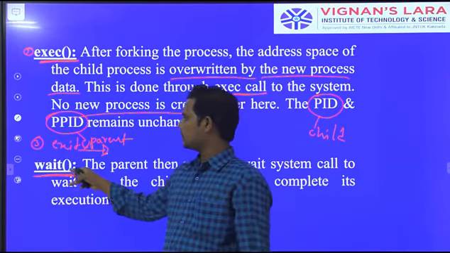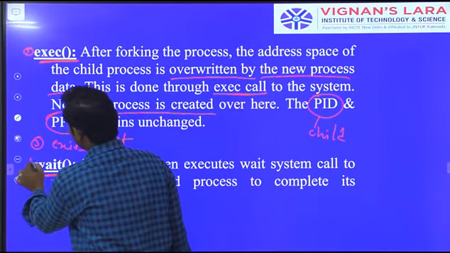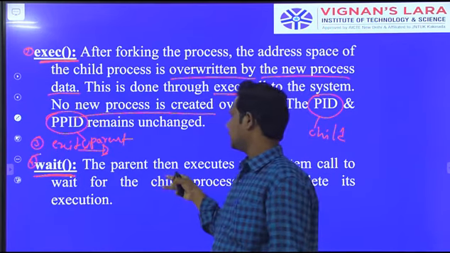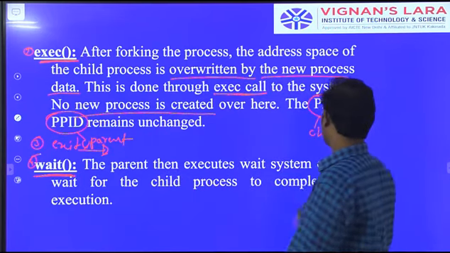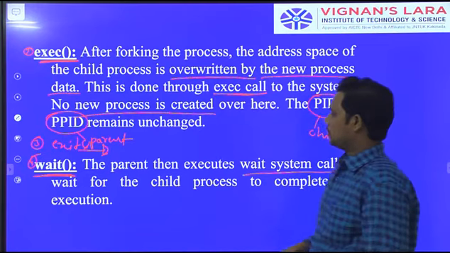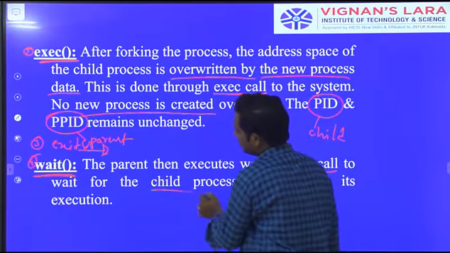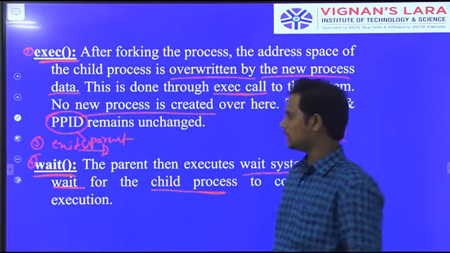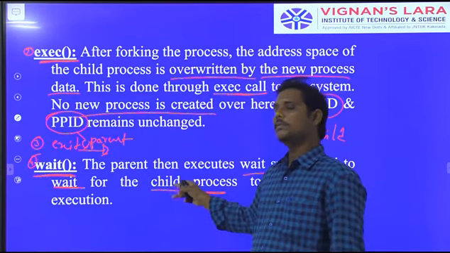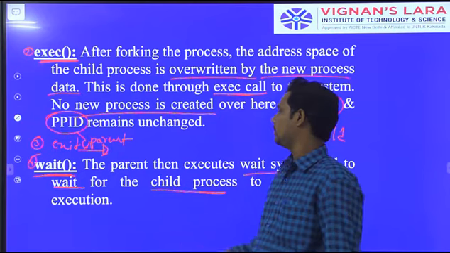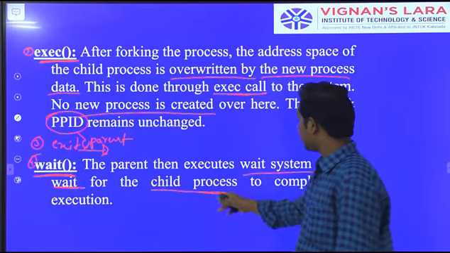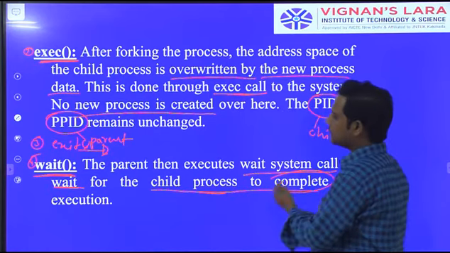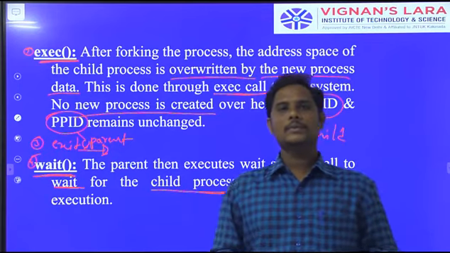Here the fourth step is the waiting state. How does it come to the waiting state? The parent executes a wait system call to wait for the child process. The parent created the new process, so the new process is executed first and then the parent. So we wait for the child process to complete its execution. After that, the parent process is executed.